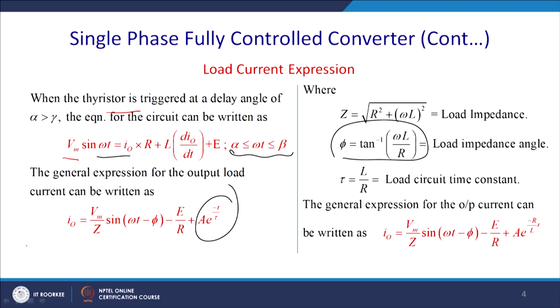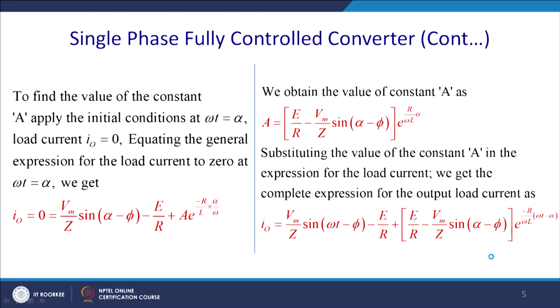So, this is the Z value, Z is given by this expression and tan phi is omega L by R. Similarly, the time constant tau is L by R, the load circuit constant. If we substitute these general expressions, then we will have this value. Then we require to find the value of A, that is unknown. We require to find A, which we have done in the case of the diode based rectifier also, by initial conditions.